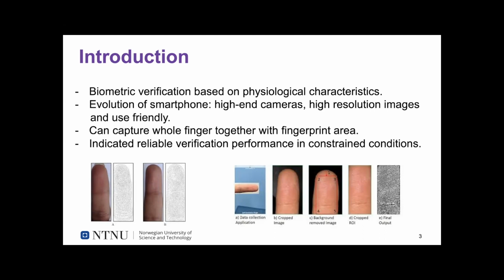The further evolution of the smartphone, especially in terms of high-end cameras and high resolution images, and its user-friendly nature, matters because most of this finger photo capture is carried out using the back camera, so that one can hold the phone in one hand and pose the finger just below the camera to capture the image. The availability of these high-end cameras and high resolution images has further allowed researchers to look at level 1 and level 2 features, and now people are trying to explore level 3 features from the finger photos, which are mainly the sweat pores and those kinds of things.